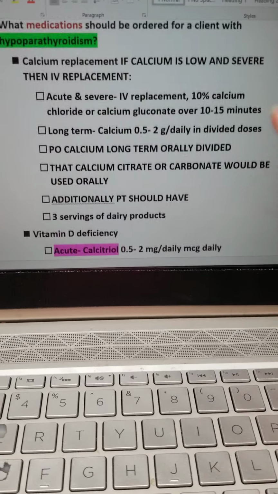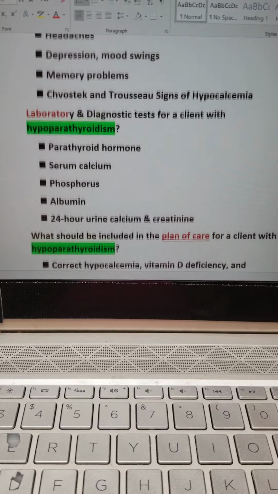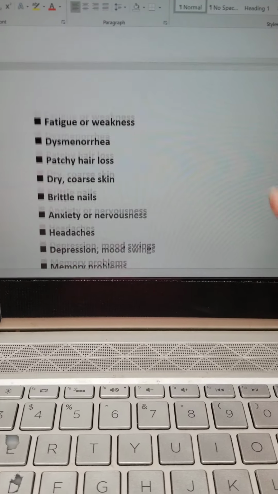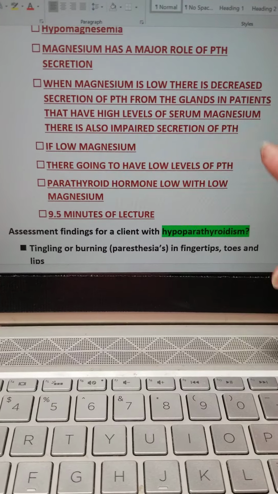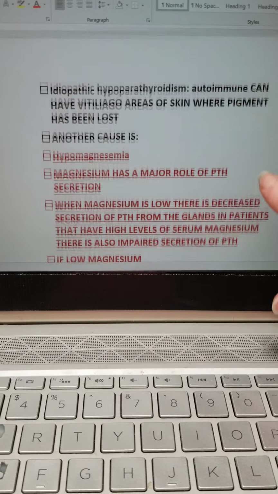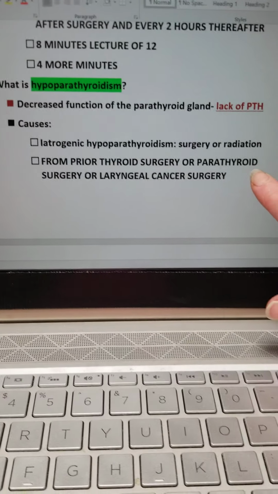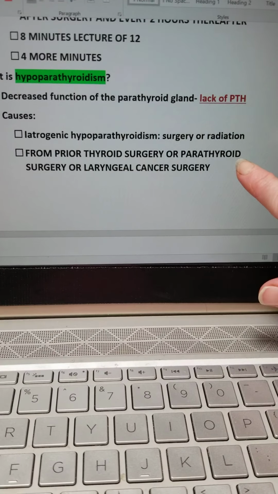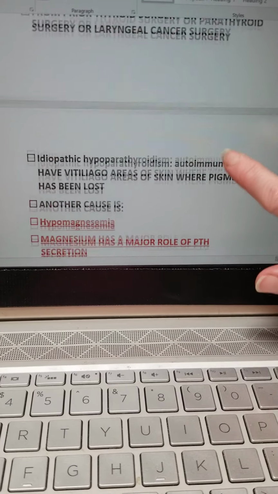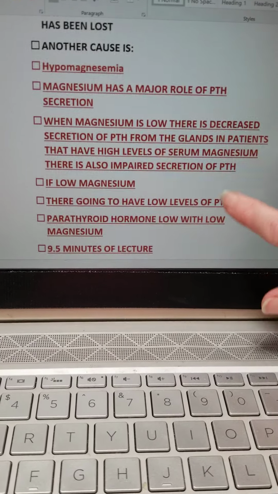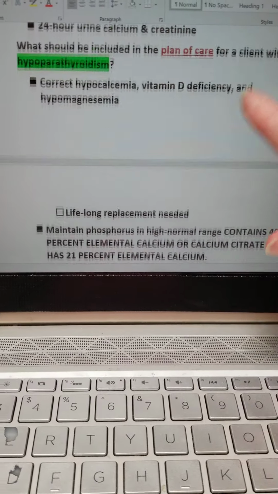So this completes our hypoparathyroidism. Remember, it has symptoms of low calcium, low magnesium, which is the positive Chvostek and Trousseau sign. And that wraps up. You have decreased function of parathyroid, so you don't have PTH hormone, which is necessary to raise the calcium. So these are the symptoms of that.